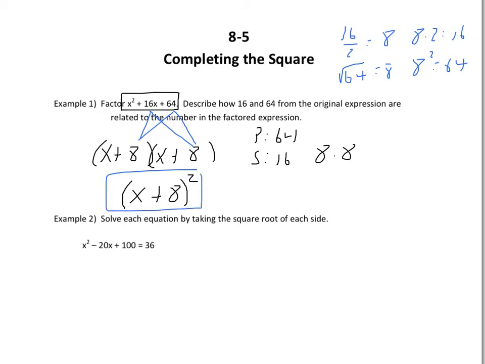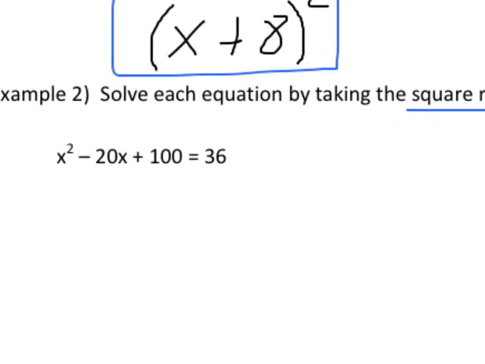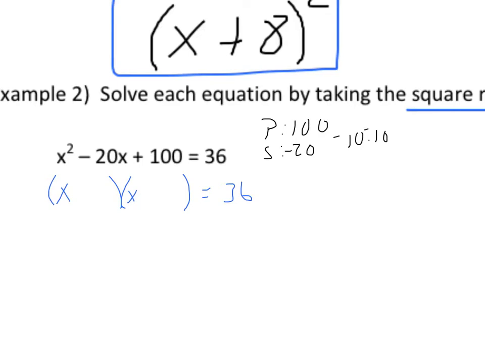So here we're asked, solve each equation by taking the square root of each side. Now, first of all, let's see if we can factor the trinomial on the left. Now it says solve by taking the square root of each side, so I'm going to assume that this is going to be factorable as is. And here we're looking for two numbers that have a product of 100 and a sum of 20. And that would be 10 and 10. Notice that you have to have a sum of negative 20, so they would be negative 10 and negative 10.